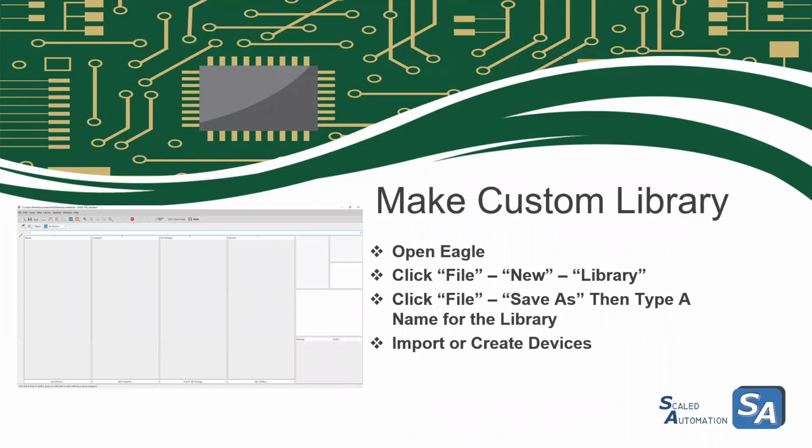So let's talk about making a custom library file. I'm going to describe the steps and then I'm going to show them to you. We're going to open Eagle, click File, New Library, and click File, Save As. Type the name for the library. Then we're going to import or create devices. So let's do that real quick. The first thing we're going to do is start up Eagle.